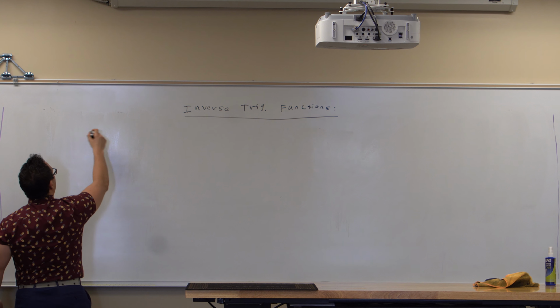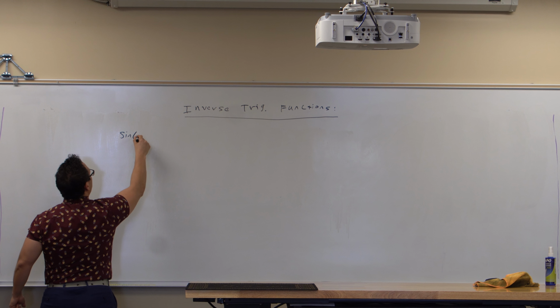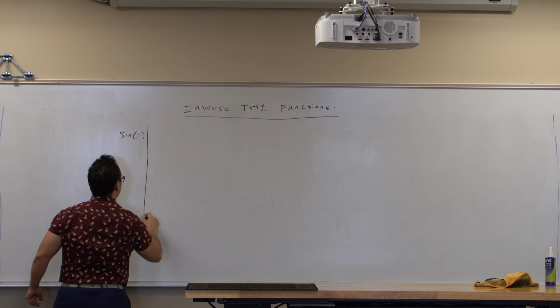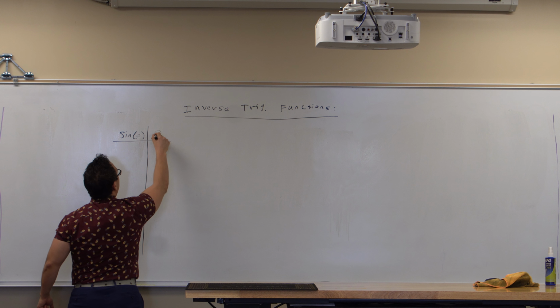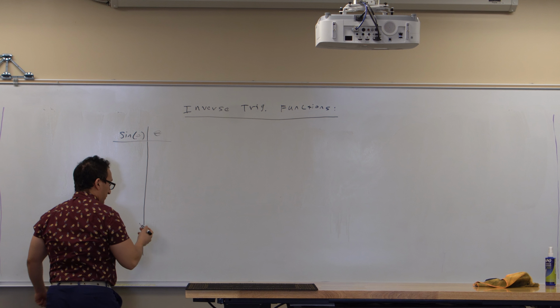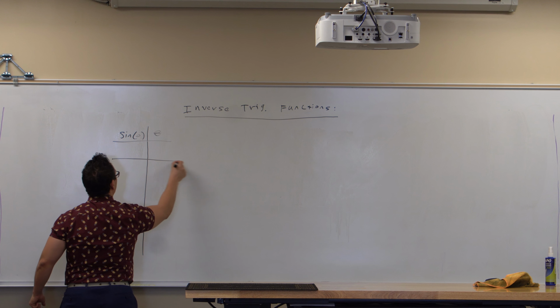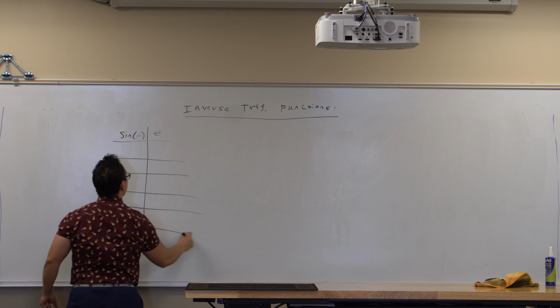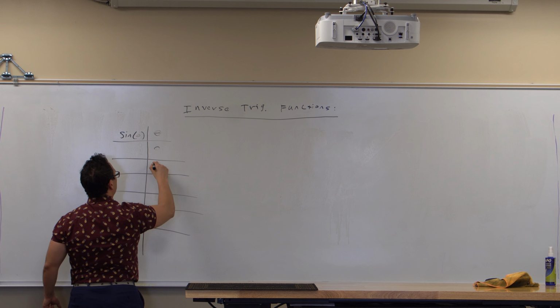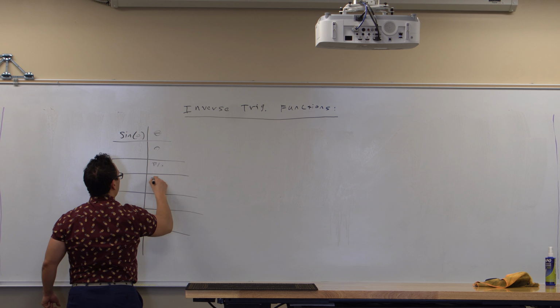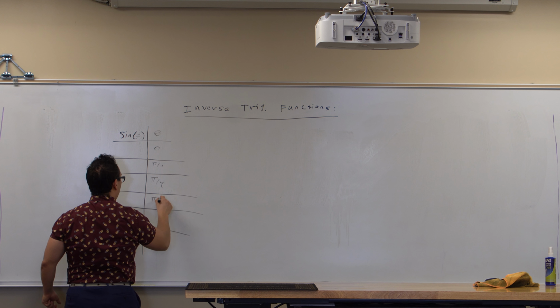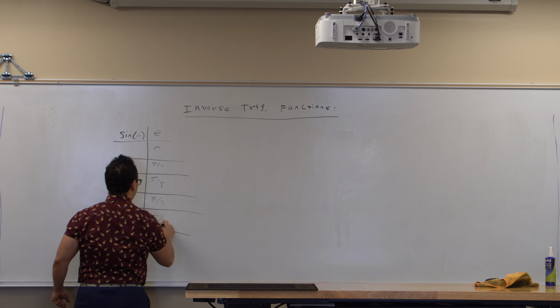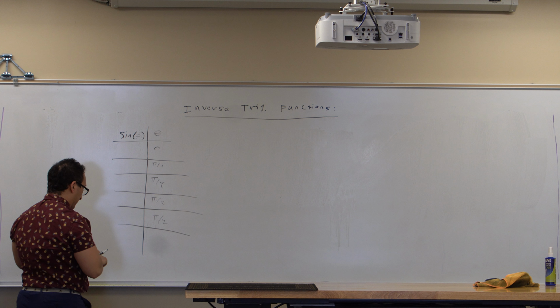Notice that if we create a table, sine of theta versus theta, we will have some values associated with that. Let's say theta is 0, pi over 6, pi over 4, pi over 3, pi over 2, for instance.